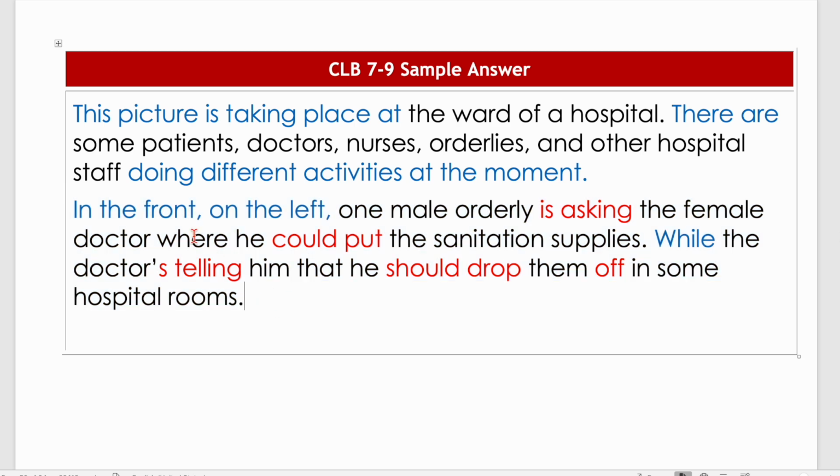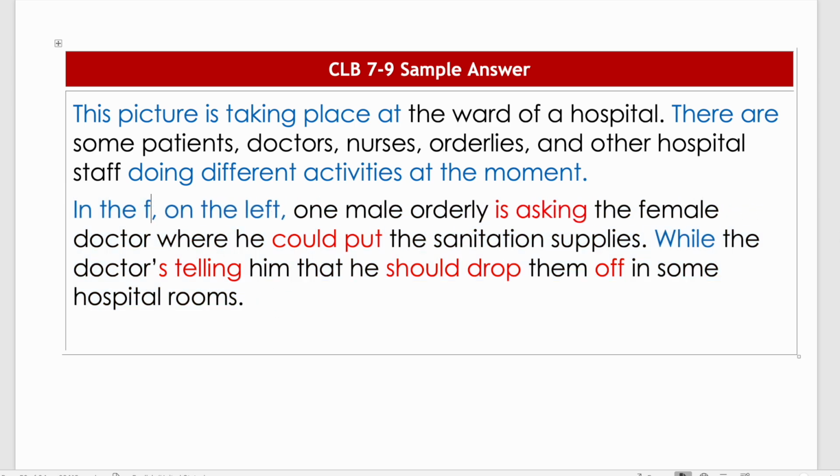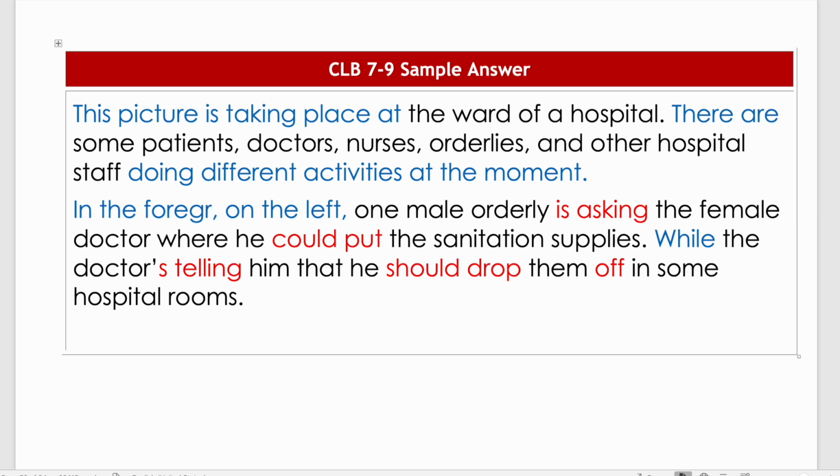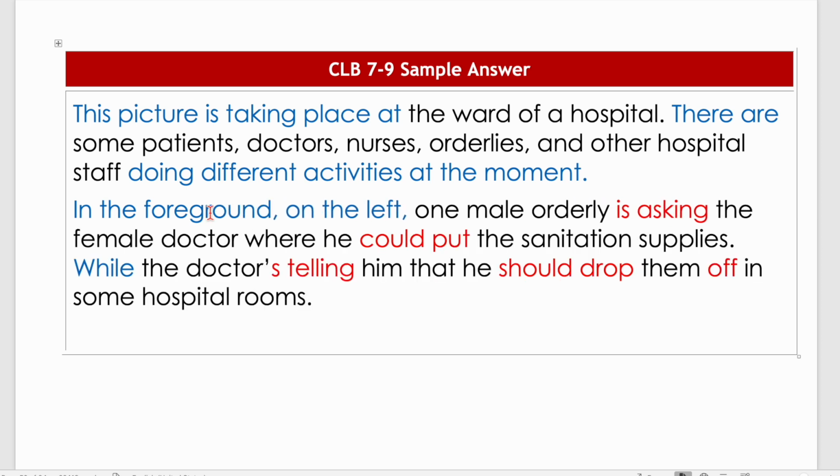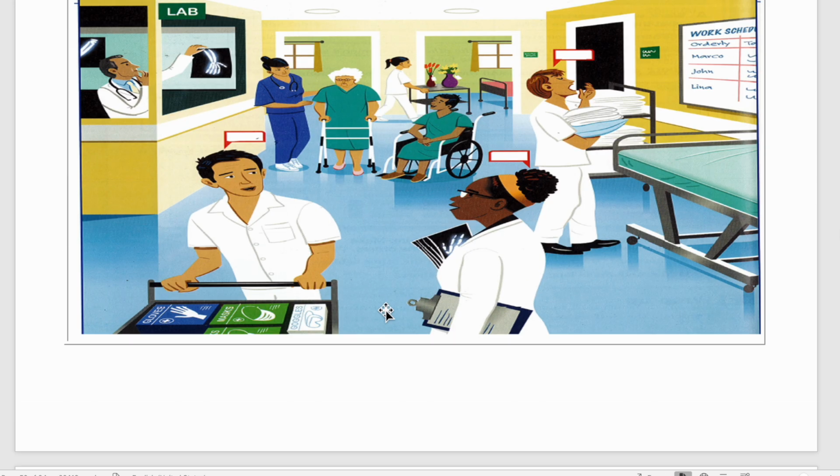So in the front, well, here it says front, but I would like to say foreground. That will be stronger. So in the foreground on the left, one male orderly is asking the female doctor where he could put the sanitation supplies, while the doctor's telling him that he should drop them off in some hospital rooms. Great. So in the foreground, right over here.